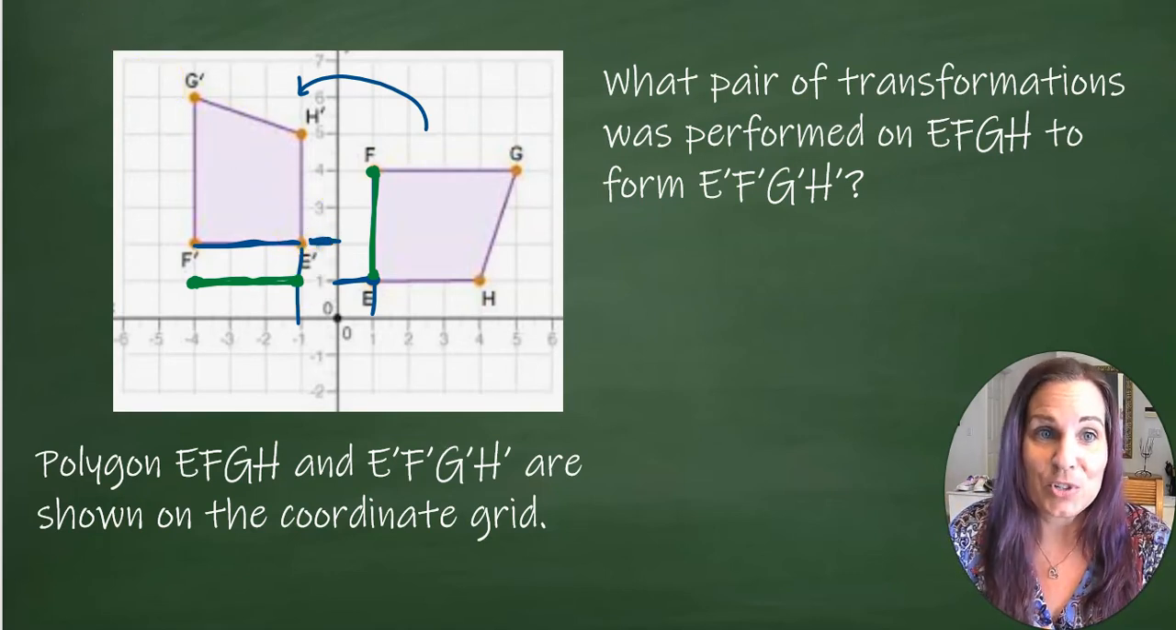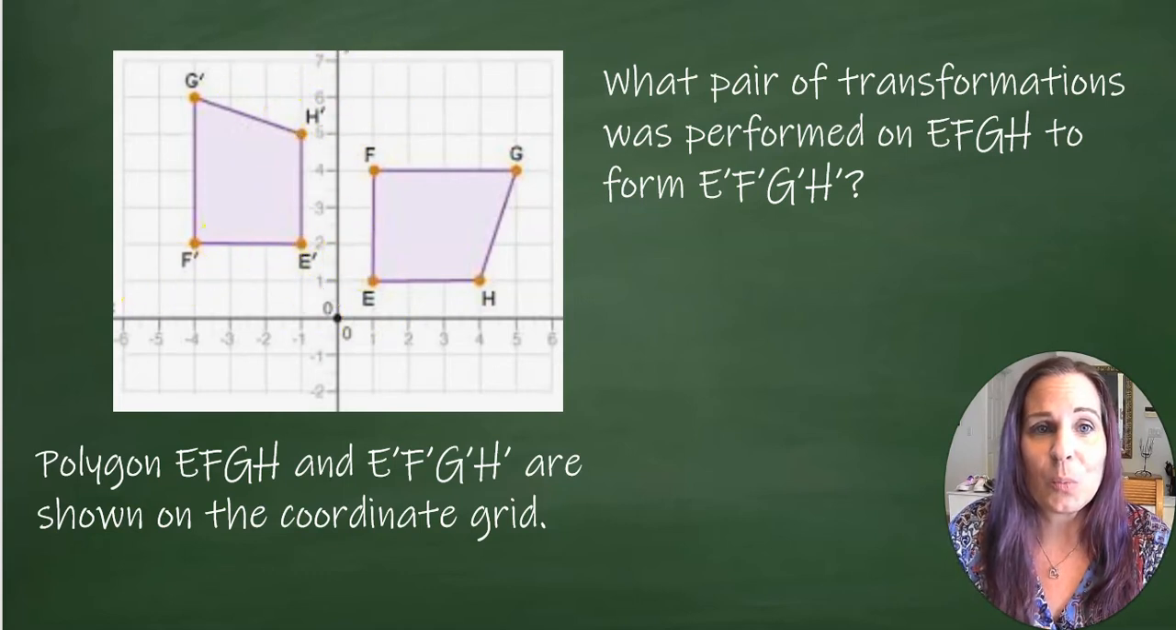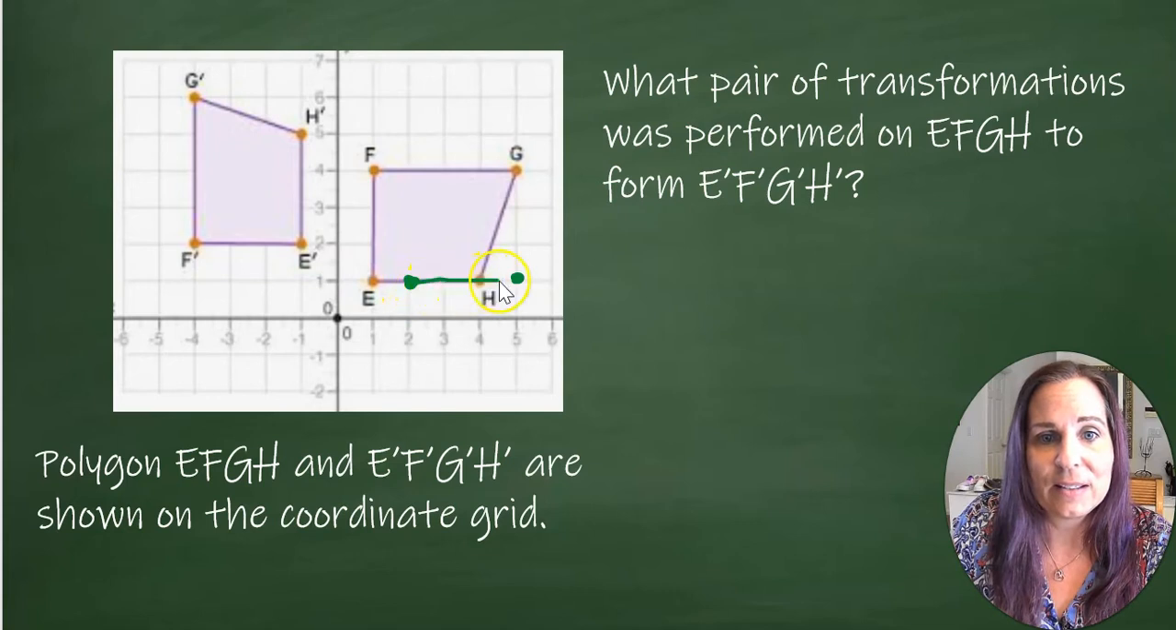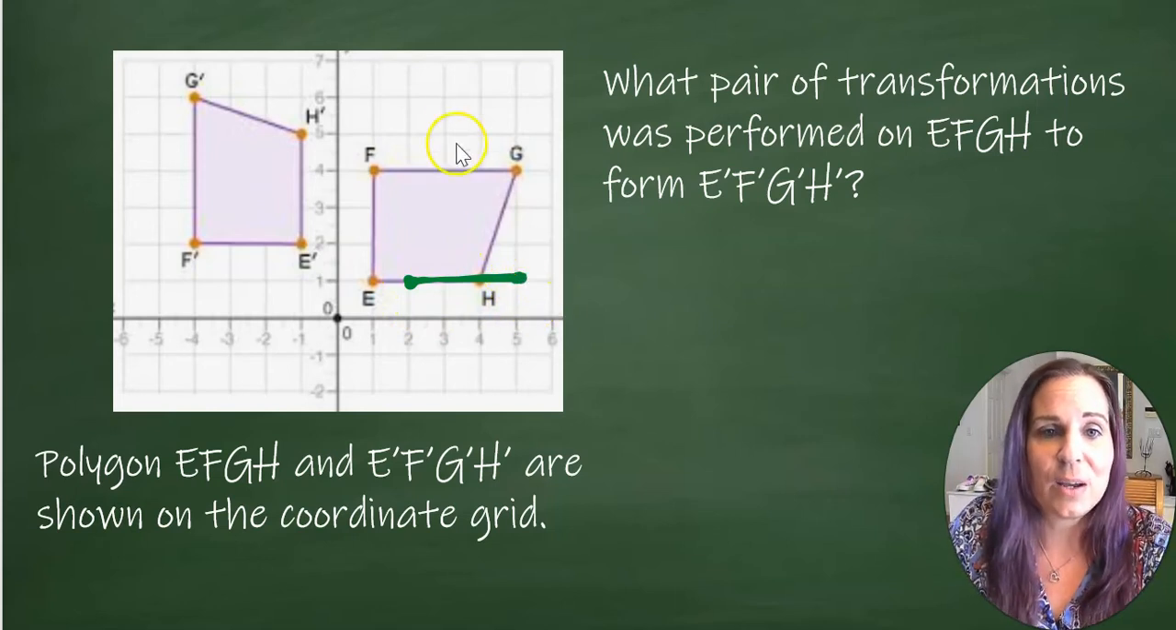Now there is another option. What if we translate before we rotate, right? So let's see what that would look like. So what I could do is I could translate my polygon EFGH so that it's here, right? And then when I rotate this new polygon 90 degrees counterclockwise, it would rotate to right here.